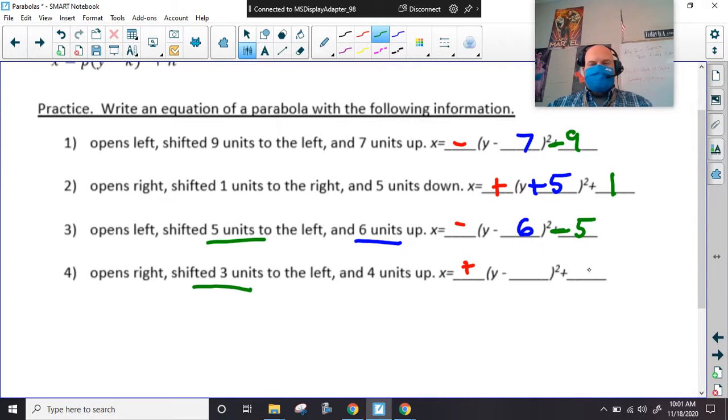3 units to the left. Oh, this has got to be a minus again. I guess I didn't change that when I copied and pasted it. And then 4 units up, it's like that. The big thing is that the up or down, it's the opposite sign. If it goes down, it's a positive. If it goes up, it's a negative. It's weird, but that's the big thing on that.